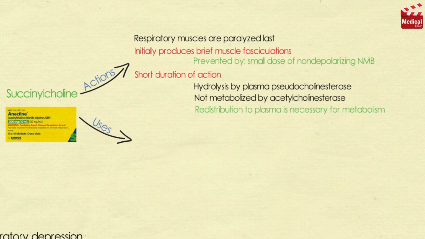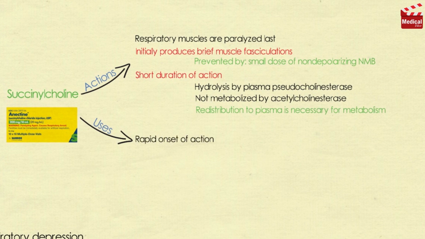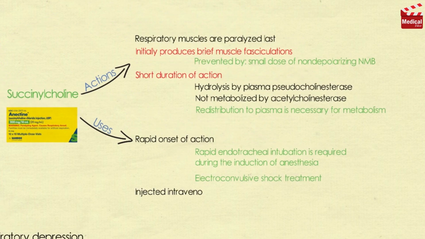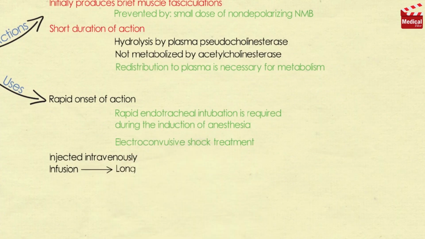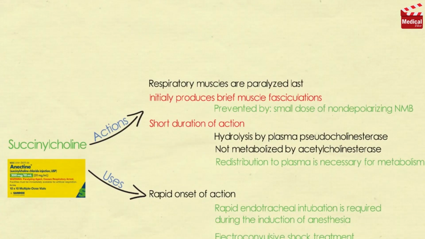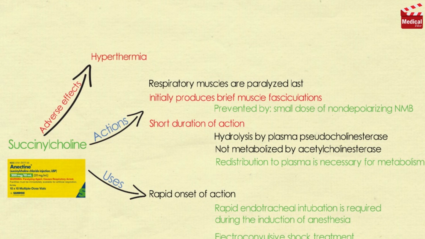Because of its rapid onset of action, succinylcholine is useful when rapid intratracheal intubation is required during the induction of anesthesia, and is also used during electroconvulsive shock treatment. It is injected intravenously. And it is sometimes given by continuous infusion to maintain a longer duration of effect. Drug effects rapidly disappear upon discontinuation. It has some adverse effects such as hyperthermia. Succinylcholine can potentially induce malignant hyperthermia in susceptible patients.